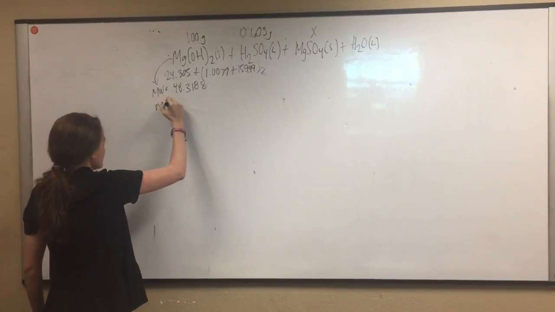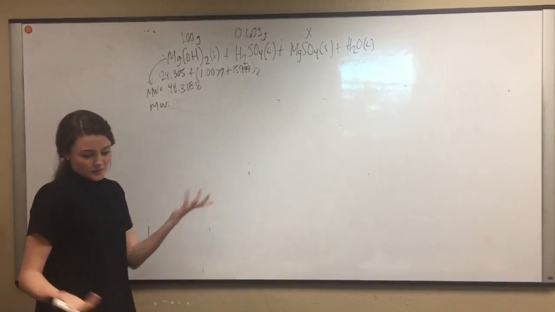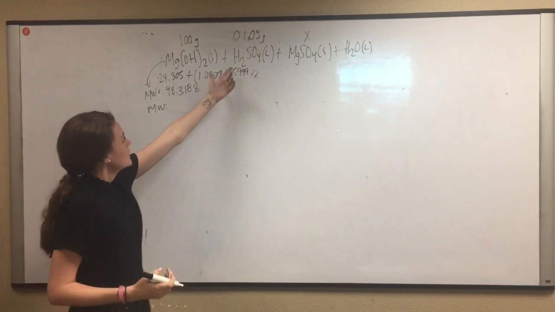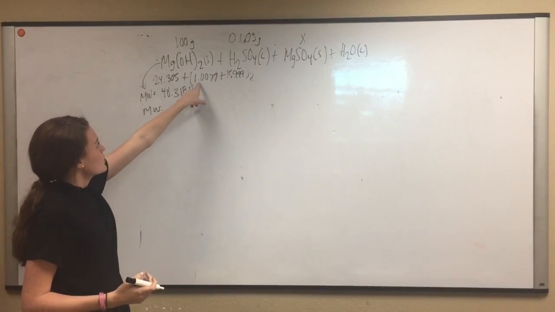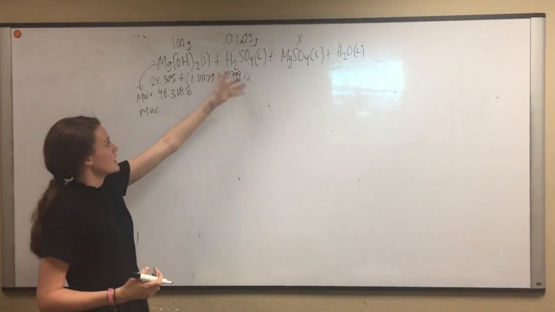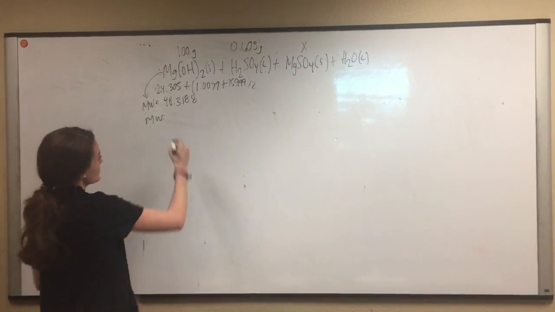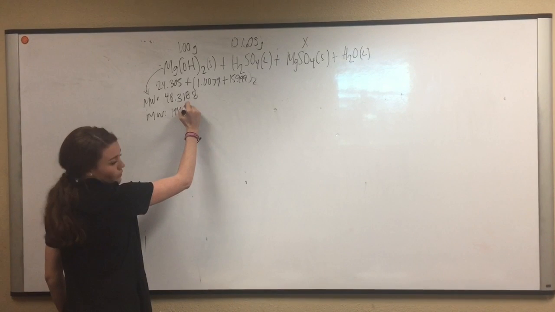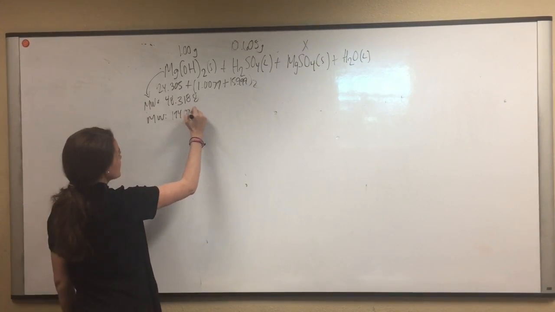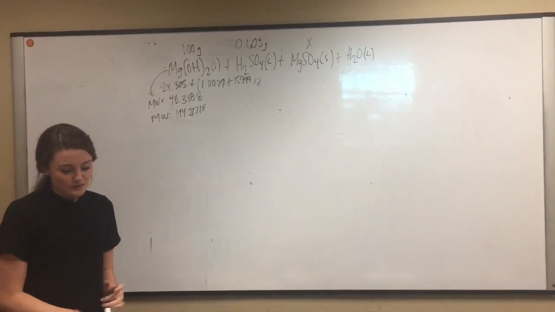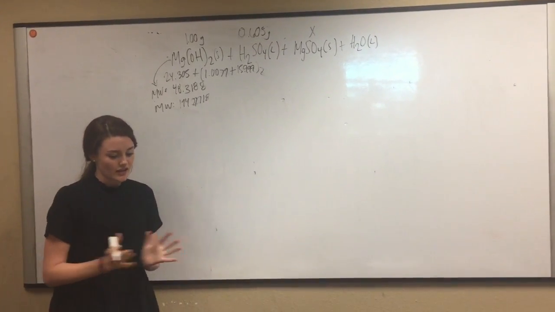Next, we have to find the molecular weight of H2SO4. So again, we basically do the same thing we did here. We break that down, which is 2 hydrogens, so that's 1.0079, multiply that by 2, and then figure out the S and the O. And the altogether molecular weight is 194.2718. Now we have to break everything down into moles and masses and all that fun stuff.